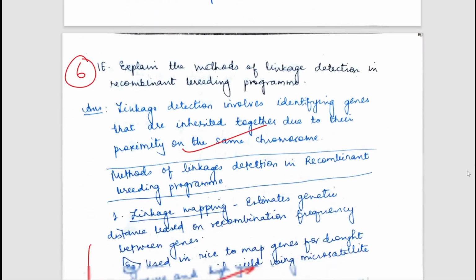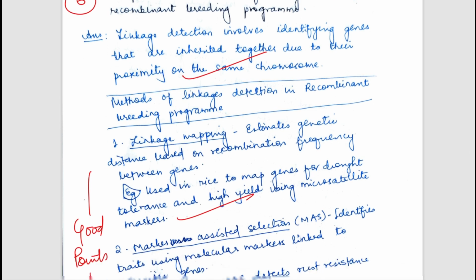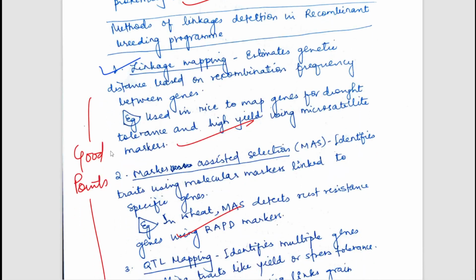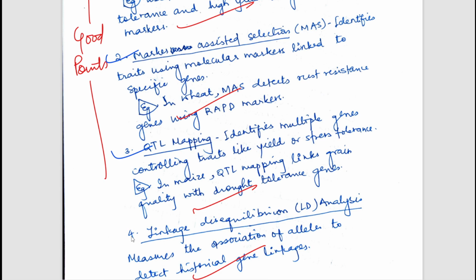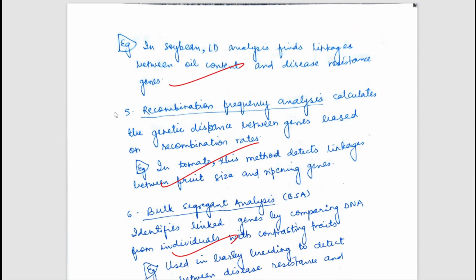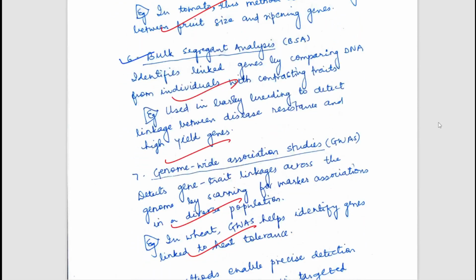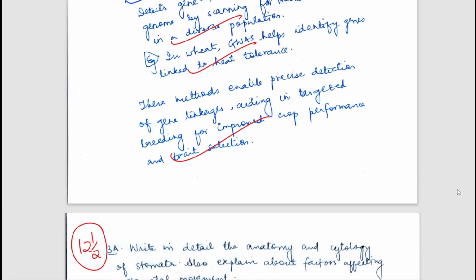Now let's move to the next question. The next question is to explain the method of linkage detection in a recombinant breeding program. So how can we detect linkage in a recombinant breeding program? We can draw linkage maps. Linkage mapping can be done. Marker assisted selection can be done. QTL mapping can be done. Linkage disequilibrium analysis can be done. Recombinant frequency analysis can be done. Bulk segregant analysis can be done. Genome wide association studies can be done. These are the things. You can simply pause and read it.